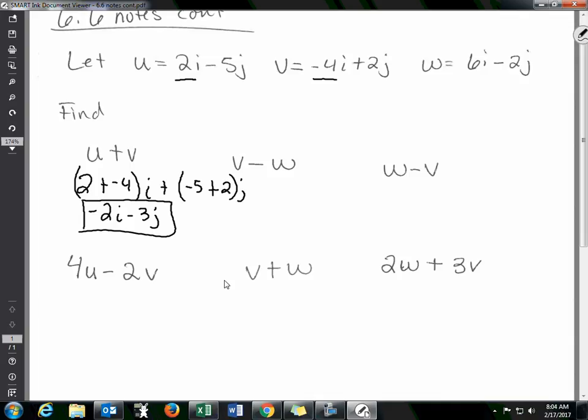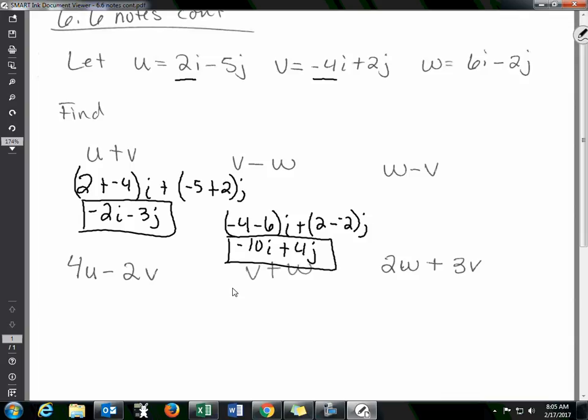v minus w, so you take negative 4. When you do this, you have to really make sure you're taking the right number first. So it's v, so that's why we go negative 4, right? When you're doing this, order is important. So negative 4 minus 6, and I'll put that with i, plus 2 minus a negative 2, and put that with j. So negative 4 minus 6 is negative 10i, and then 2 minus a negative 2 is 4j.